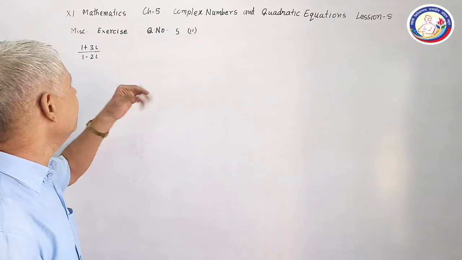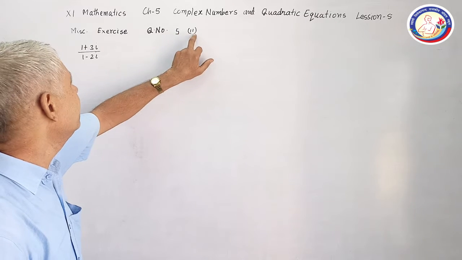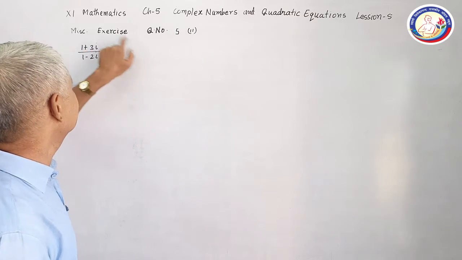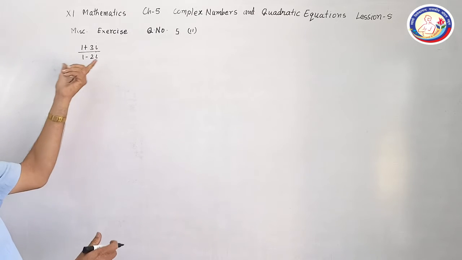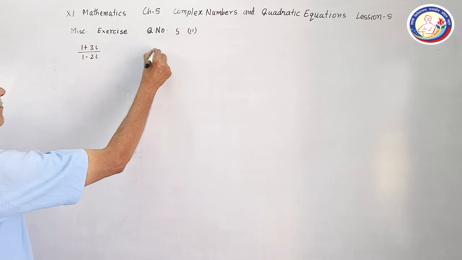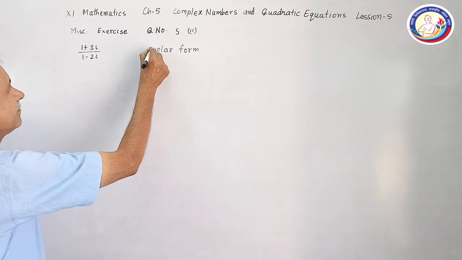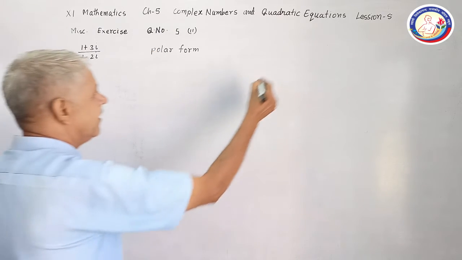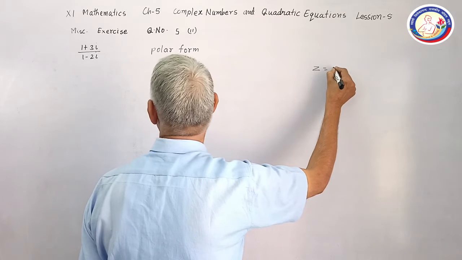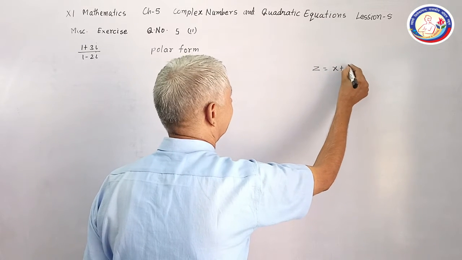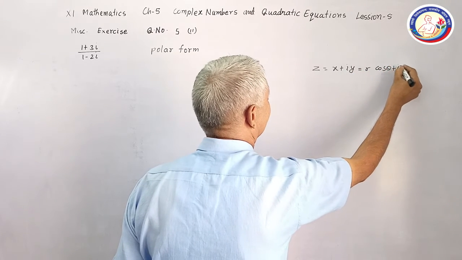Now we are taking question number 5, part 2, of our miscellaneous exercise. We have to change this complex number into polar form. In polar form, we write any number z given by x plus iota y as r into cos theta plus iota sin theta.